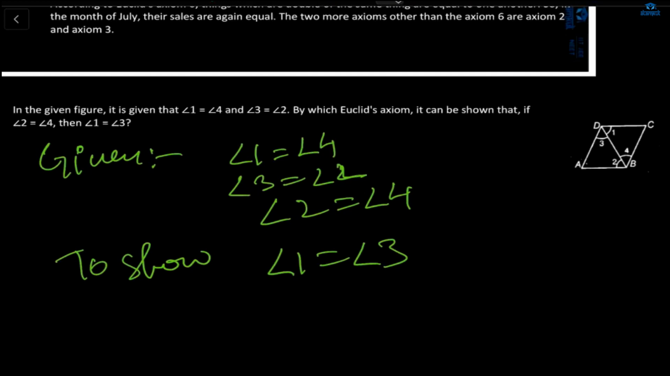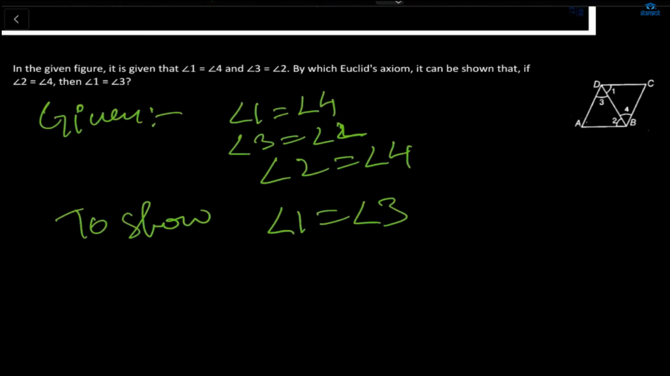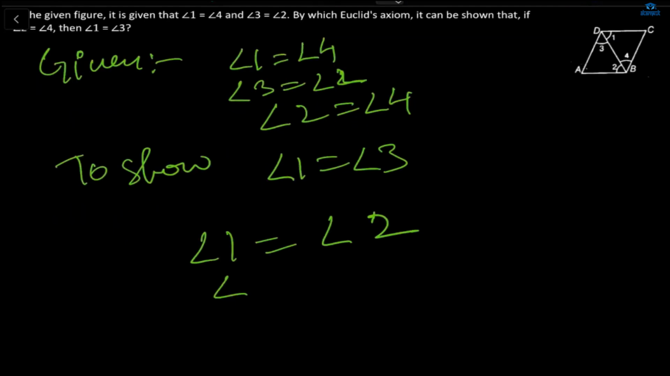Yes. Sorry, angle 2 will be equal to angle 4. This is also given. So if angle 2 is equal to angle 4, that means angle 1 will be equal to angle 3, because angle 2 is equal to angle 4, and angle 4 is equal to angle 1. So that means angle 1 will be equal to angle 2. And angle 2 is equal to angle 3. So angle 1 will be equal to angle 3. Yes.